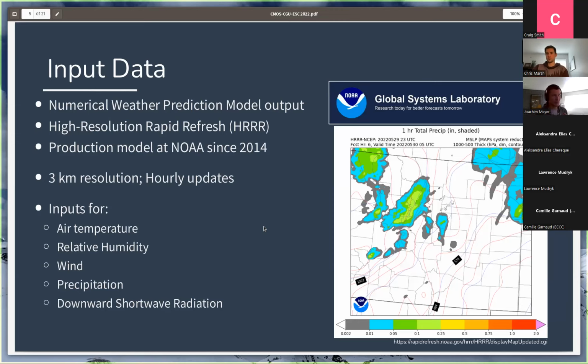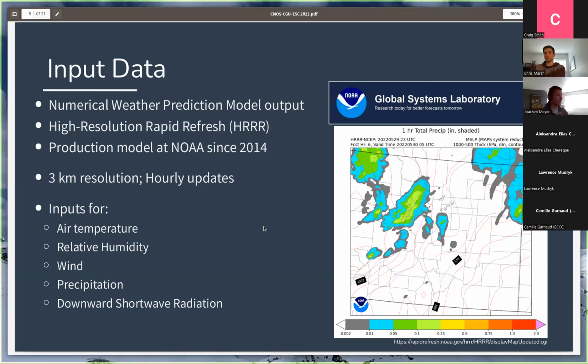The input data that we use for this model is the High-Resolution Rapid Refresh, or HRRR model, which has been the production model from NOAA since 2014. It's a numerical weather prediction model that runs at 3 kilometer resolution with hourly updates, so we can forecast up to 18 hours in advance. One of the outputs is shown here on the right. This is just a sample I took last night from the weekend storm, and this is forecast hour number 6, for instance. This is also what we use for the precipitation inputs, just to utilize more of the model physics versus the pure radar observation.